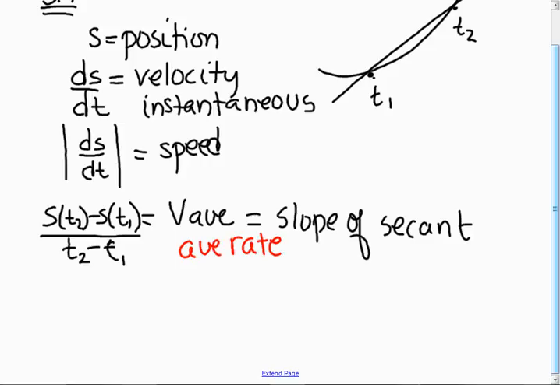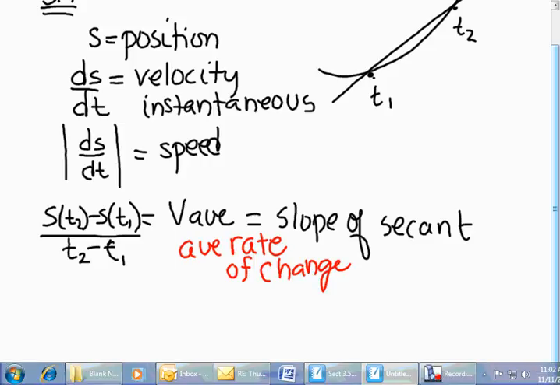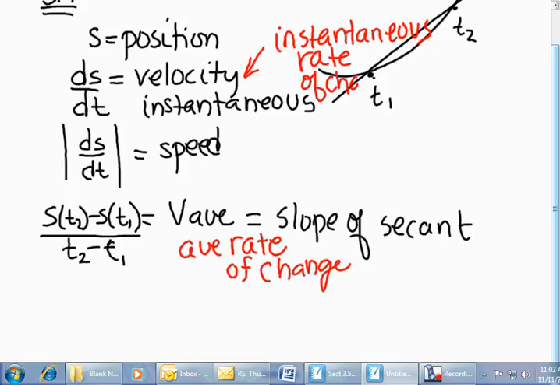You can't shortcut the words. Average rate of change. This is the instantaneous rate of change. I hate that word. So that's what you see on your speedometer. You see the derivative there.